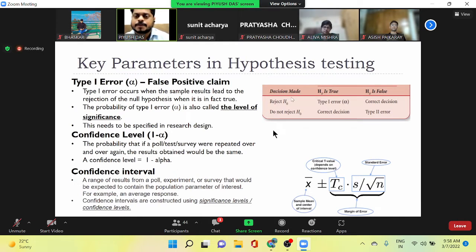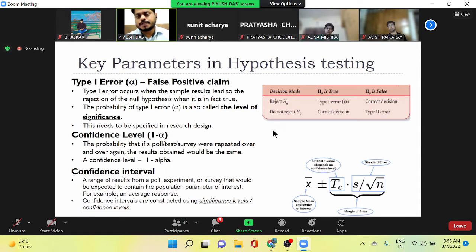So in that case, what happens? The null hypothesis is the reality, right? That person does not have COVID, but we are telling that that person has COVID. So that is a type 1 error. That shows the significance level, or level of significance. What is that? We'll come back to it later. But let us try to understand what a type 1 error and a type 2 error are.